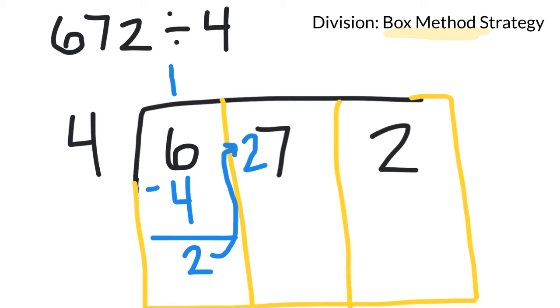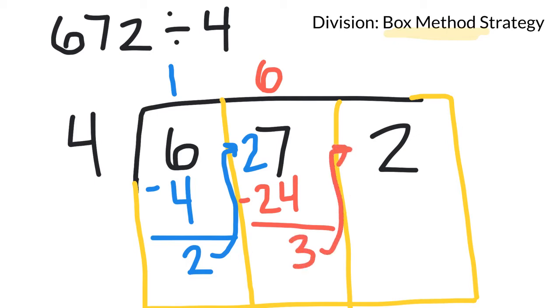Next step. How many times does 4 fit into 27? I know that 6 4s is 24, and I know that 7 4s is 28. So 7 4s is too many. So I can fit 6 4s into 27. 6 4s is 24, so I will subtract. 27 minus 24 is 3. So I'm going to take my 3 and bring it up here. So now I have 32.